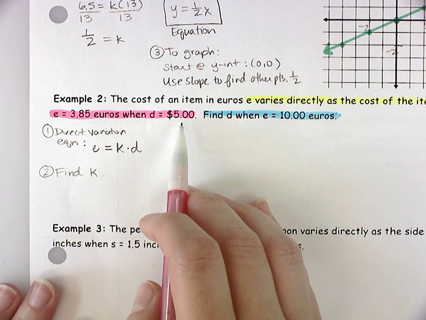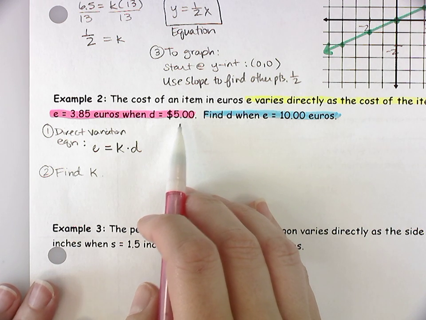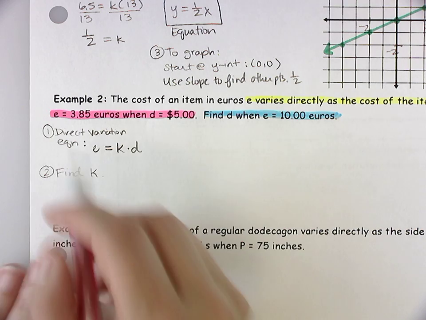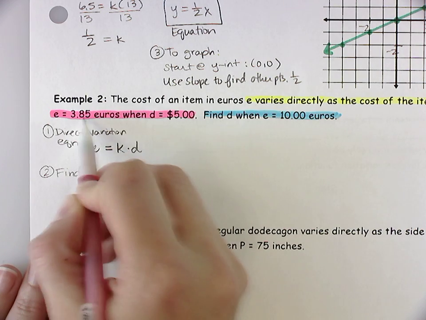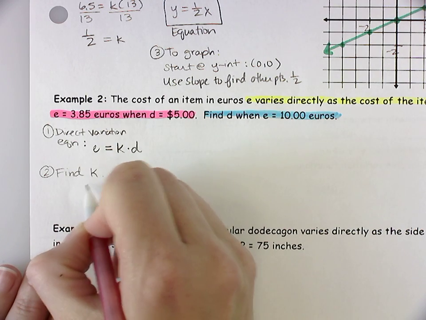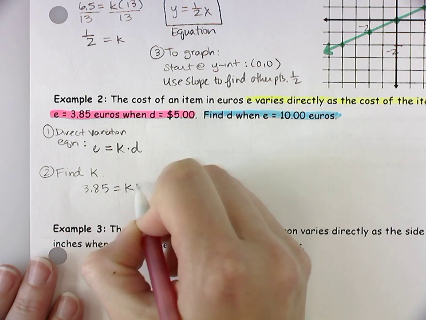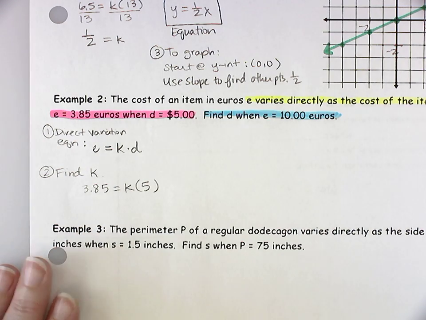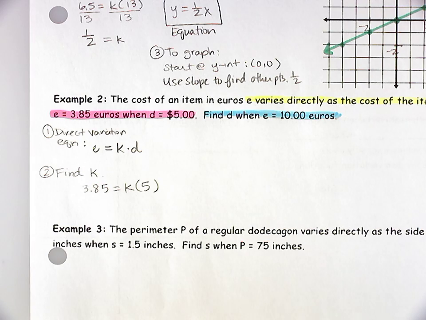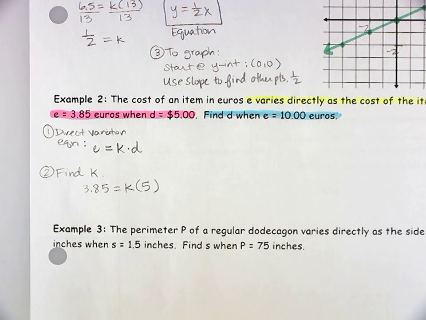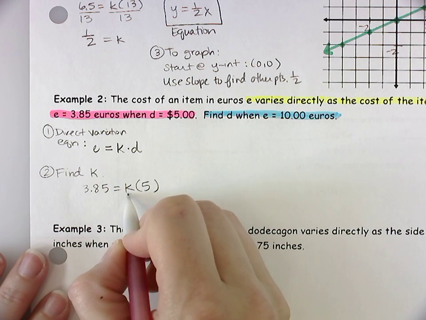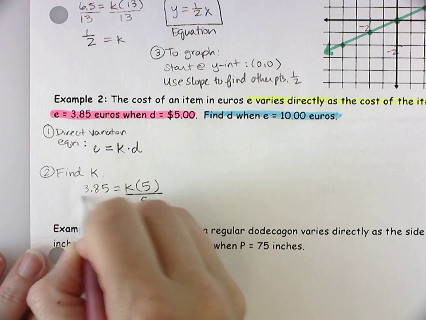Yes or no? Okay, so then what we're going to do is plug in the 3.5 for E. And the dollars would be 5. And we're going to solve this to find K. All right, so we're going to divide by 5.